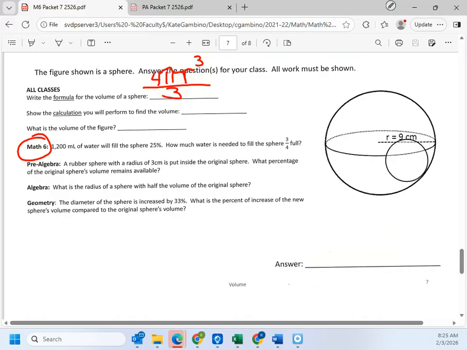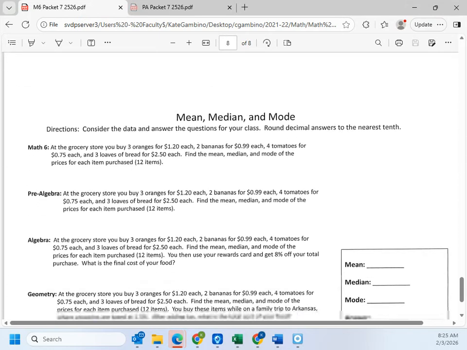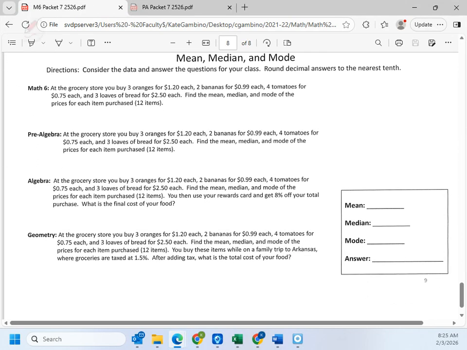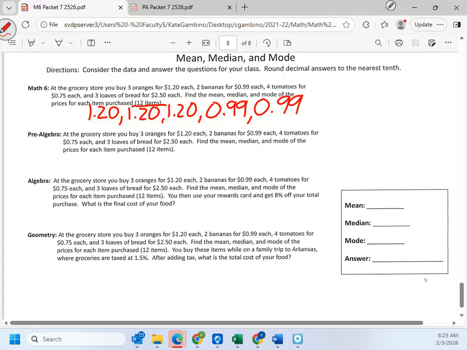Our last page, super quick because it is time for us to switch. Our last page. There are 12 items. You need to make your list. If there are 3 oranges, I should see that $1.20 3 times. There are 2 bananas, so I should see 99 cents 2 times, listing them out.